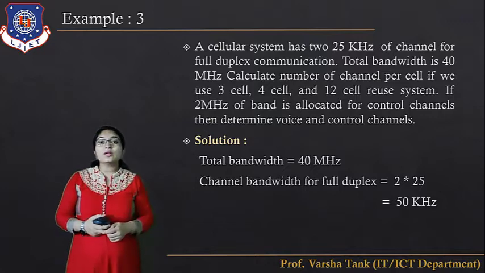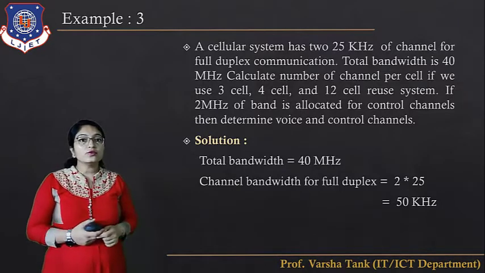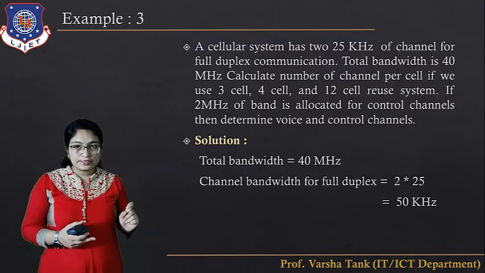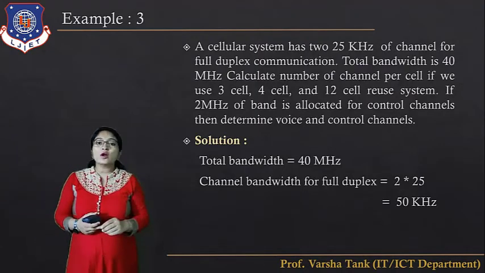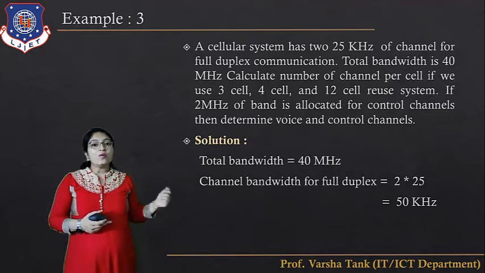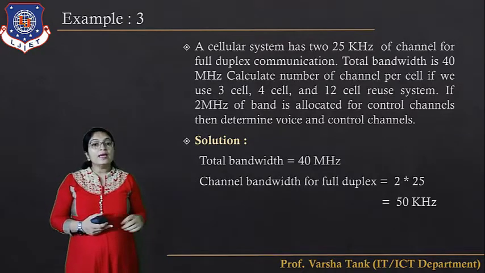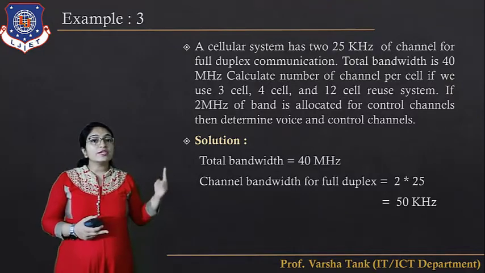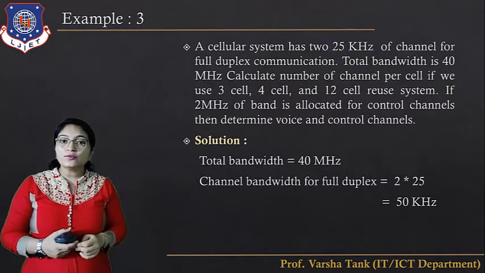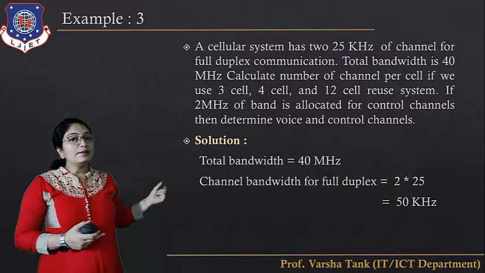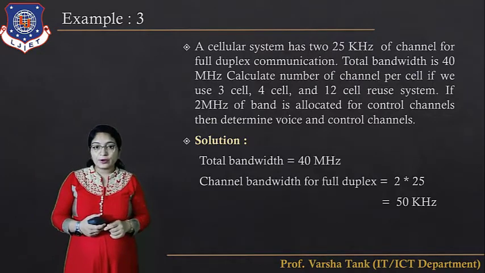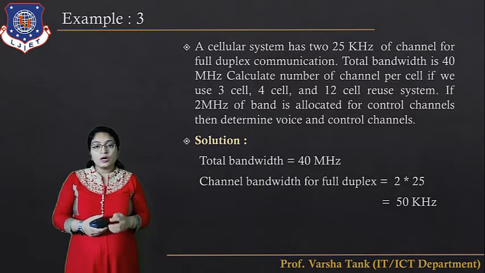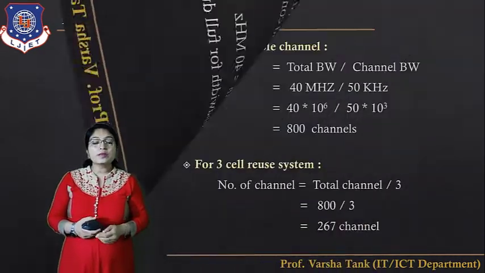Now here see the total bandwidth is given to you, that is 40 megahertz. First of all, whatever is given to you, you just mention it. So total bandwidth is equal to 40 megahertz. Then how can we define the channel bandwidth? Here it is given that 25 kilohertz is used for the full duplex, for 2 channels. So the channel bandwidth is 2 into 25, that is 50 kilohertz. So these terms we have defined.